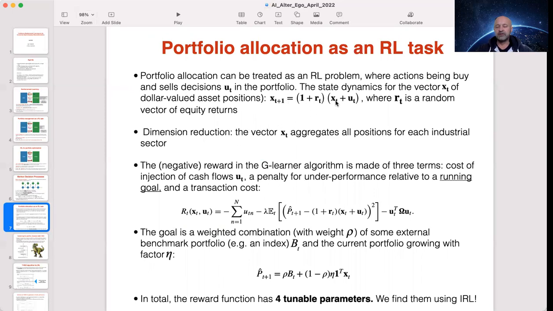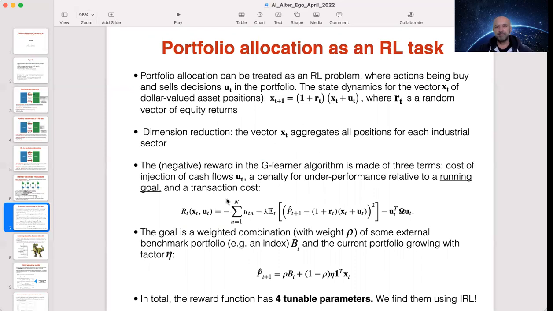Now, as I just mentioned, the vector X can be anything. It could be a vector of dollar values of individual assets such as stocks in the portfolio, but for practical purposes, we need some sort of dimensional reduction. So in what we did, we used dimensional reduction by aggregation of all positions in industrial sectors.